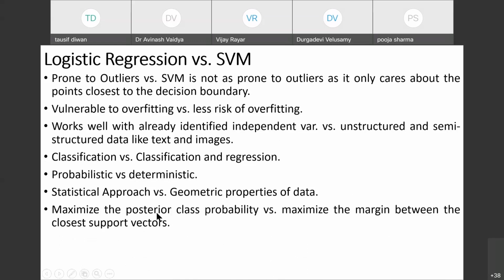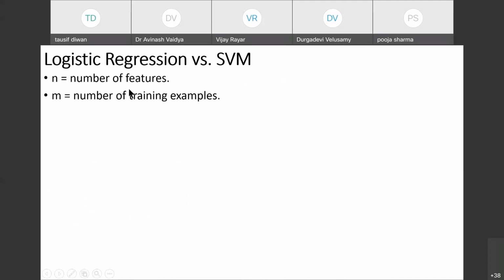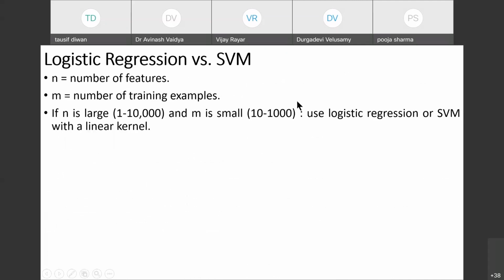Logistic regression is based on maximizing the posterior class probability, but here, in the case of SVM, we are interested in maximizing the margin. When should we use logistic regression, and when should we use SVM? Just consider this: n is the number of features and m is the number of training examples.